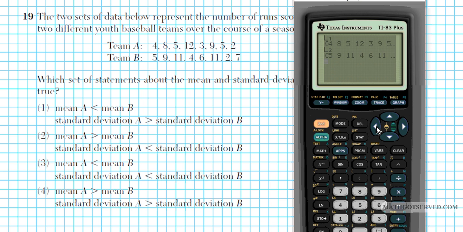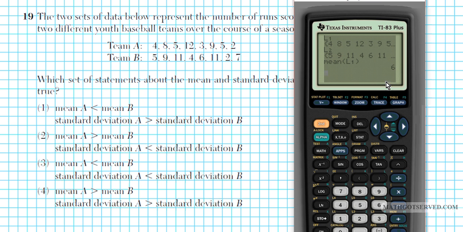Let's start with A. So let's go to catalog. I'm looking for mean. Remember, you can find all the operators on the catalog. Second function 0. So mean, M. Where's M? M is right there. Oh, there you go. Scroll down to mean. Enter. We're looking for the mean of what? A, which is list 1. So second function 1 calls up list 1. Press enter. So the mean of A is 6.